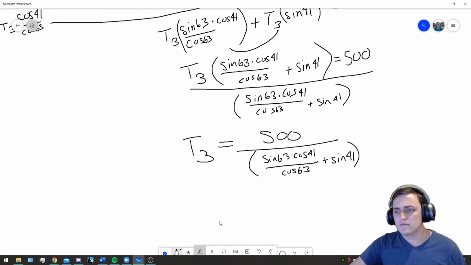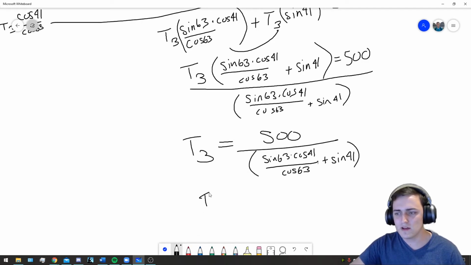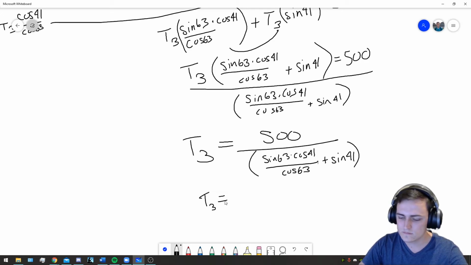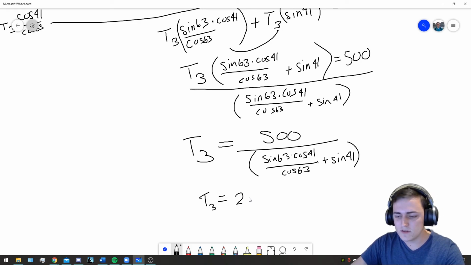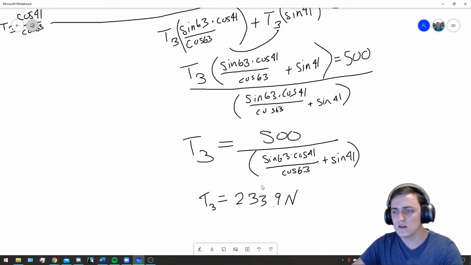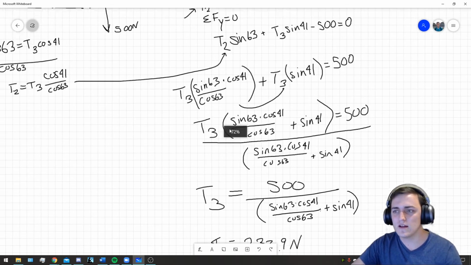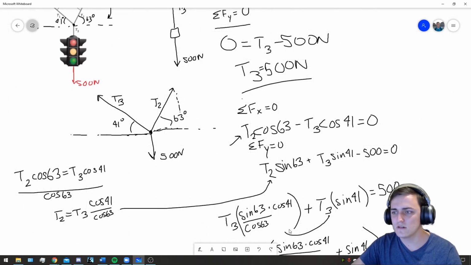So writing that all out, we end up finding this fraction for T3, and we can plug that into a calculator. And we find T3 to be 233.9 newtons.